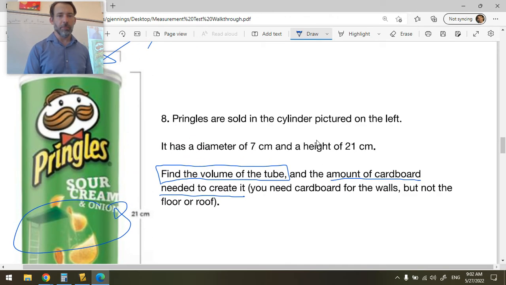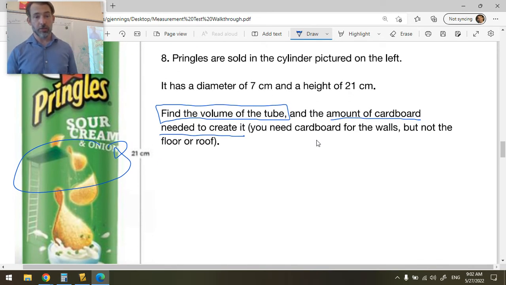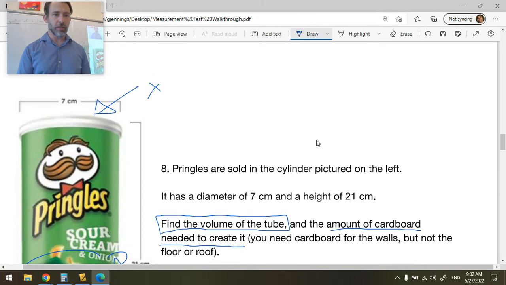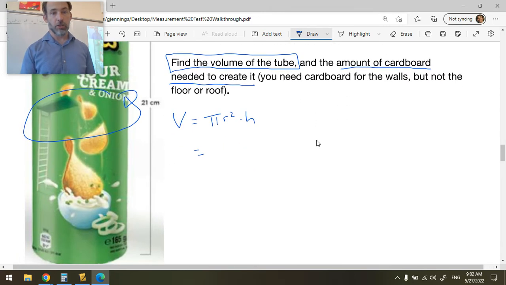So one way to do this is to copy out the formulas and solve. The volume of a cylinder is equal to the area of the face multiplied by the height. The area of the face is pi r squared, and then the height is height, so it's pi r squared times h. Substitute and solve. What's the radius here? Well, this tells me the diameter is 7. And that was a common error, to use 7 as the radius. The radius is 3.5, half of 7. So I substitute in pi times 3.5 squared, and then I multiply by the height, which is 21 centimeters.